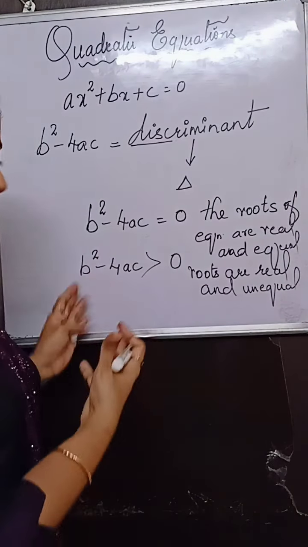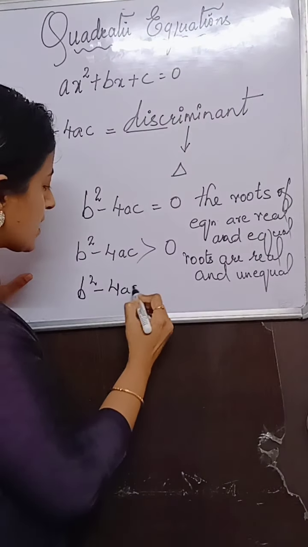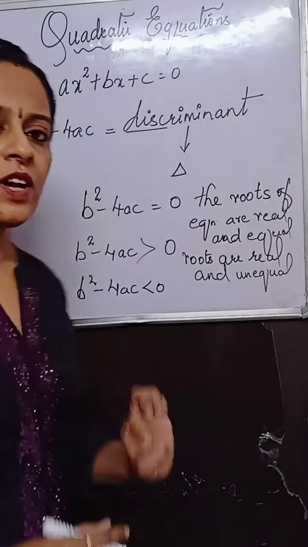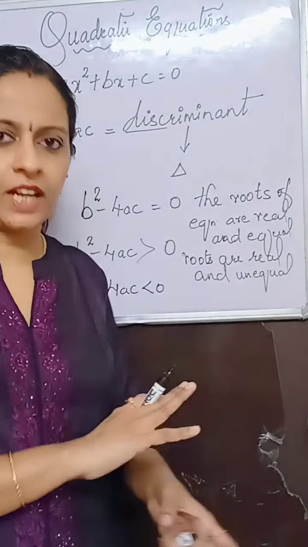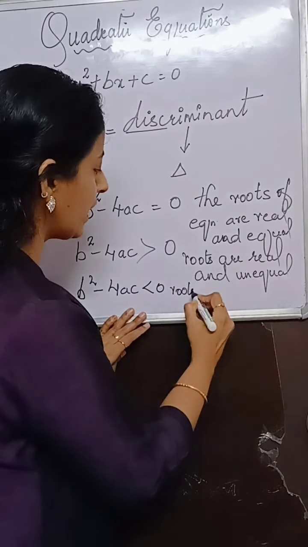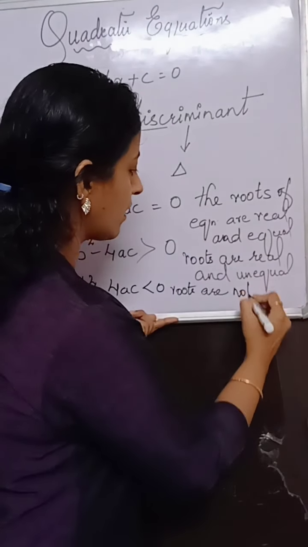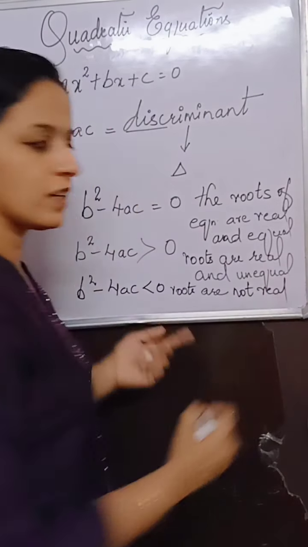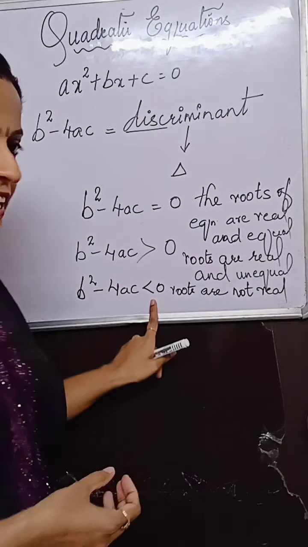Now last. This happens very rarely. The value of b square minus 4ac is less than 0. Less than 0 means negative numbers. Only in 1 or 2 cases do you get this. Then the roots are not real. Only in a few cases do you get delta as less than 0.